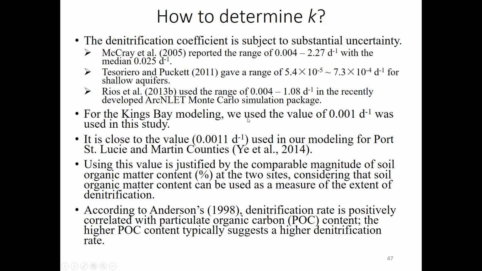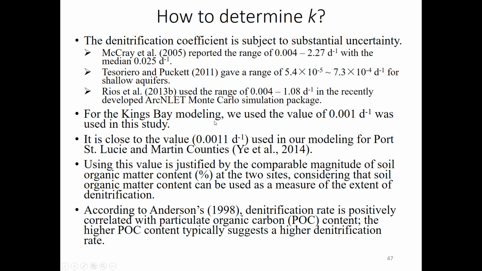Then how are you gonna determine K, which is the denitrification rate? So this K is definitely subject to substantial uncertainty. In the paper of McRae, it gave a range of this, and in this paper, it gives you a range of this. So again, you see a very big difference between this range and this range, right? And then in our report, we use this range for Monte Carlo simulation. So you have to make your own judgment which one to use.